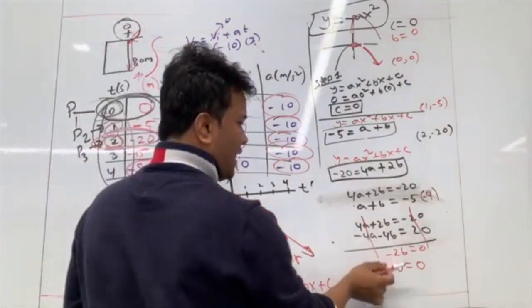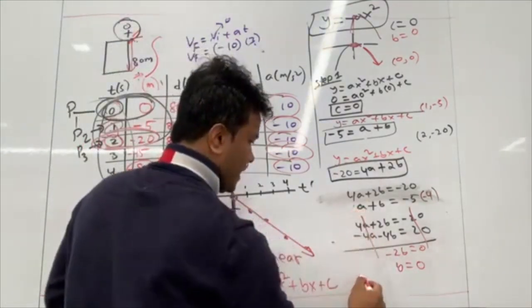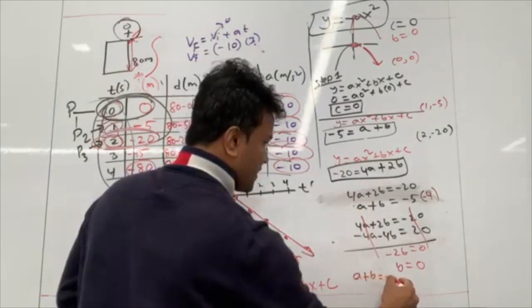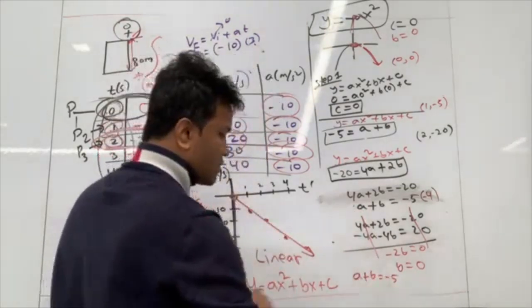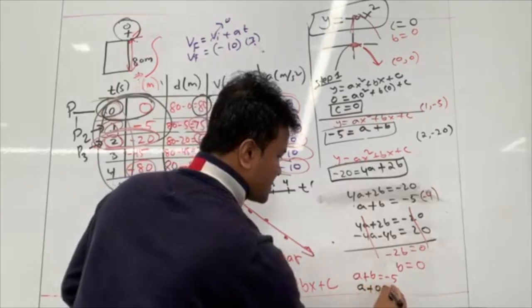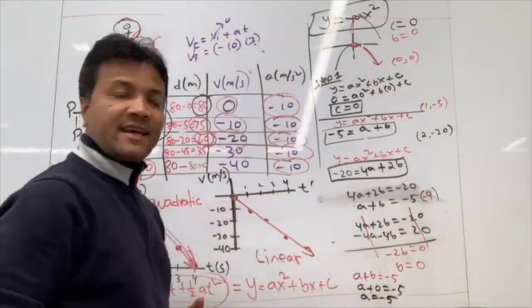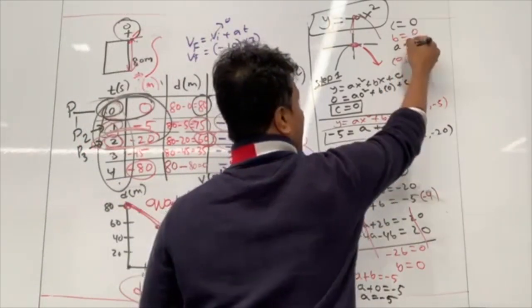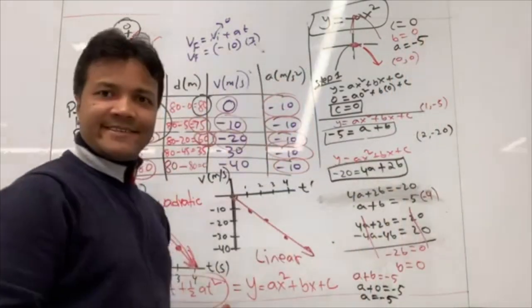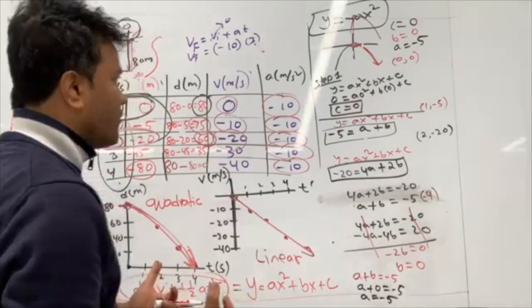So plug the value over here. a plus b is equal to negative 5. So then a plus 0 is negative 5. So a is negative 5. So we're going to write a is negative 5. So we're almost there. Now we're going to write the formula again.